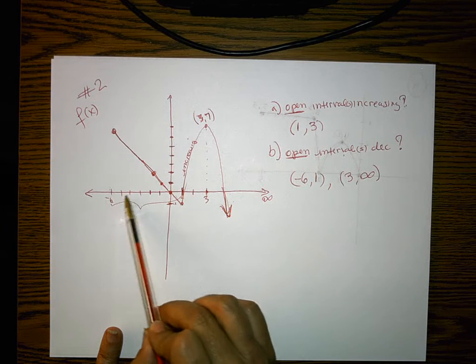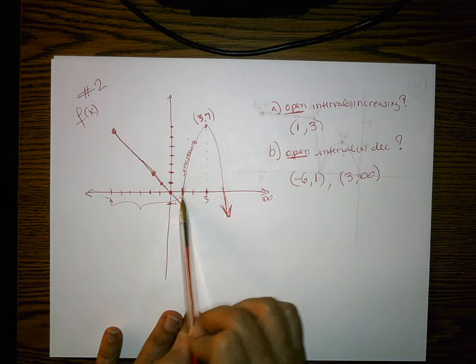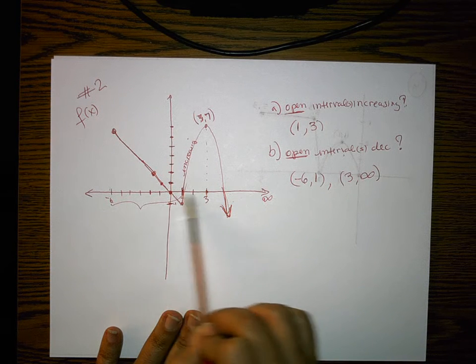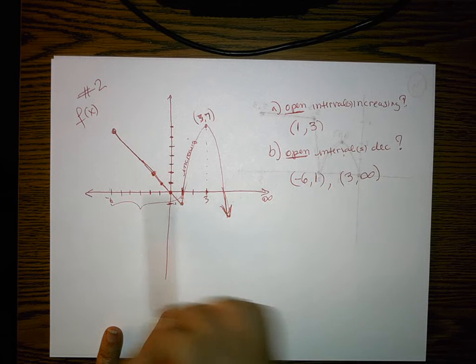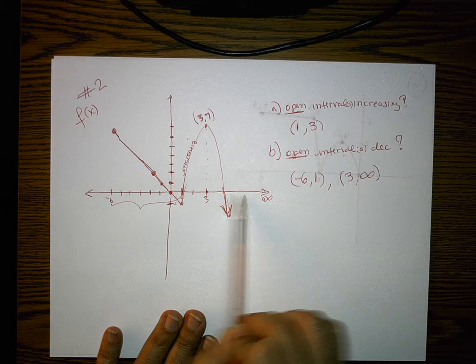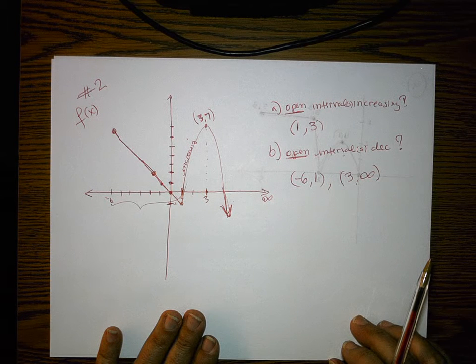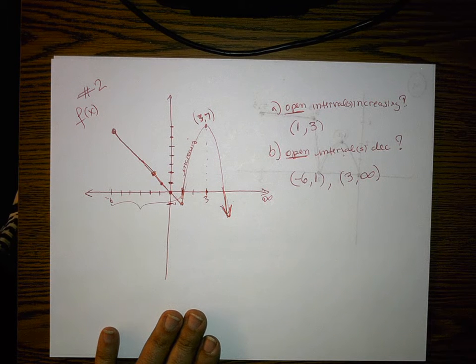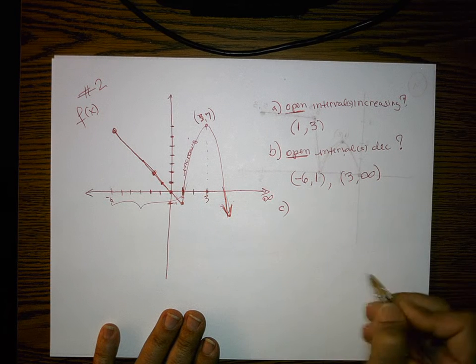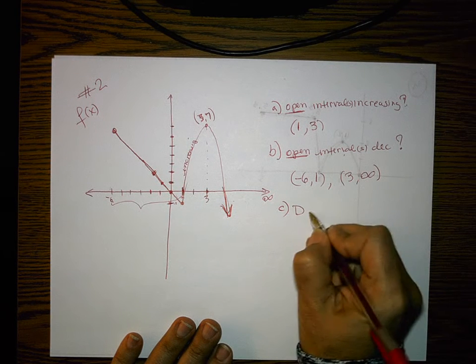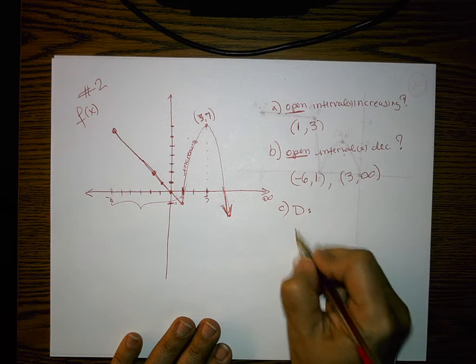So this is just analyzing the graph. Where is it increasing? Where is it decreasing? And we always are using the x values. This is the main axis that we focus on, that we refer to for the interval of increasing and decreasing. Another question that they ask is the domain and range of this function, and that's part C. They ask for the domain. I'm going to use the letter D, and they also ask for the range.